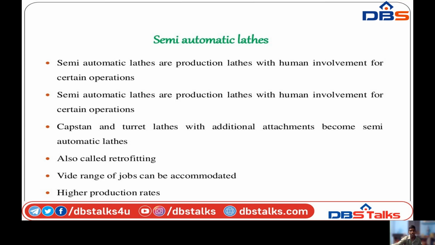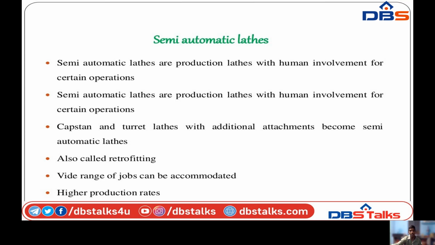What is semi-automatic? Semi means not fully automatic operations. That means here some human involvement is also there. These are also known as production lathes. Why are we calling it a production lathe? Because human involvement is used for certain operations.